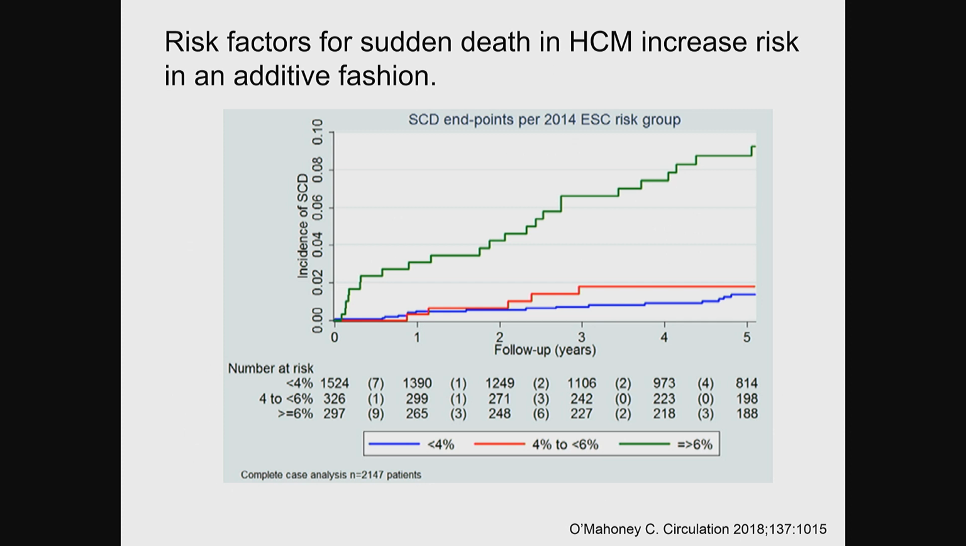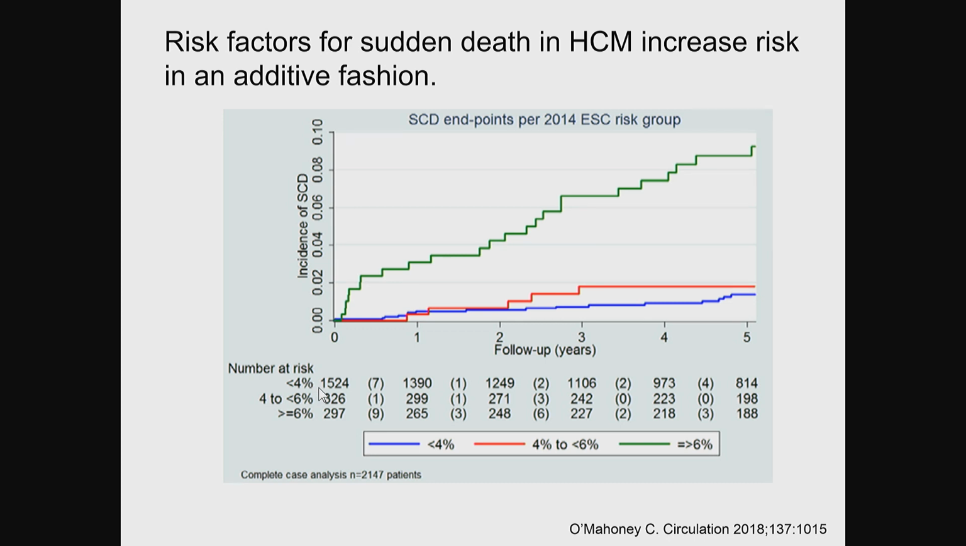What was previously appreciated and has been reinforced through the European Society of Cardiology Sudden Cardiac Death Risk Score is that risk factors for sudden death increase the risk in HCM patients in an additive fashion. That risk score allows the quantification of risk over a 5-year period of time based on the number of risk factors present and the age of the patient.